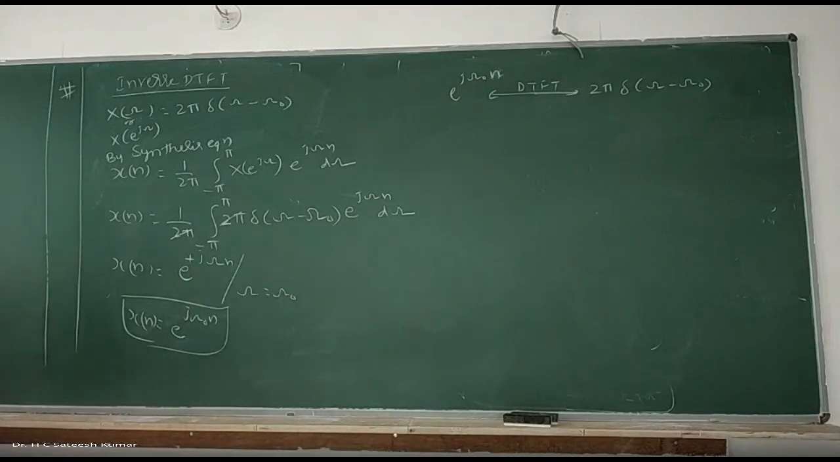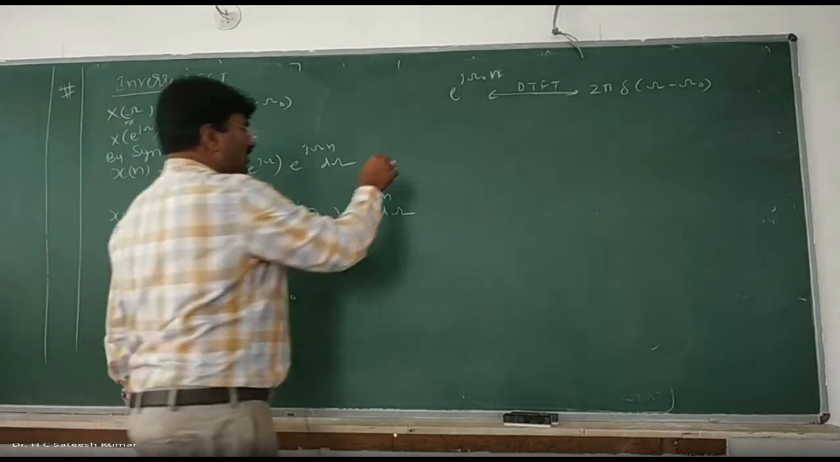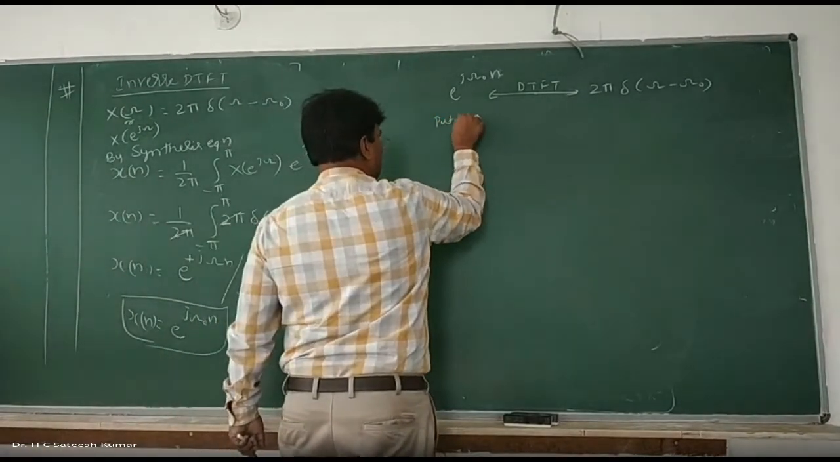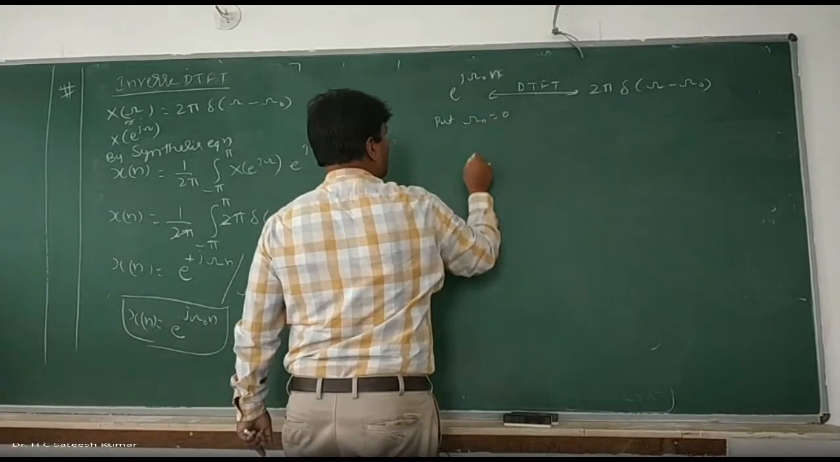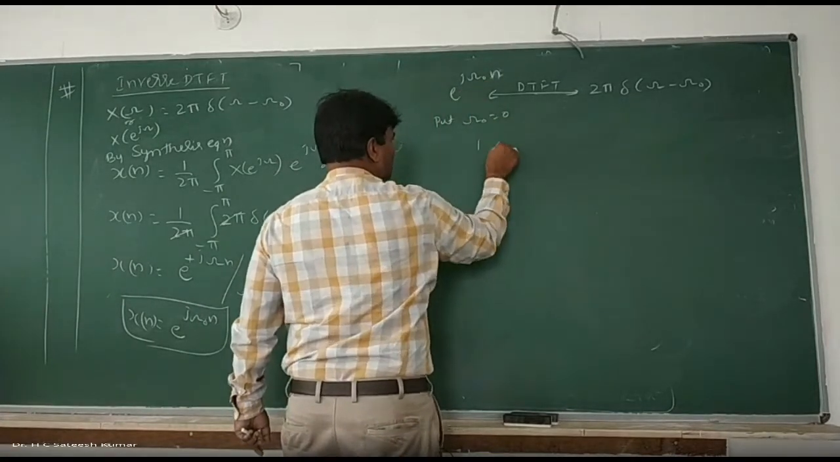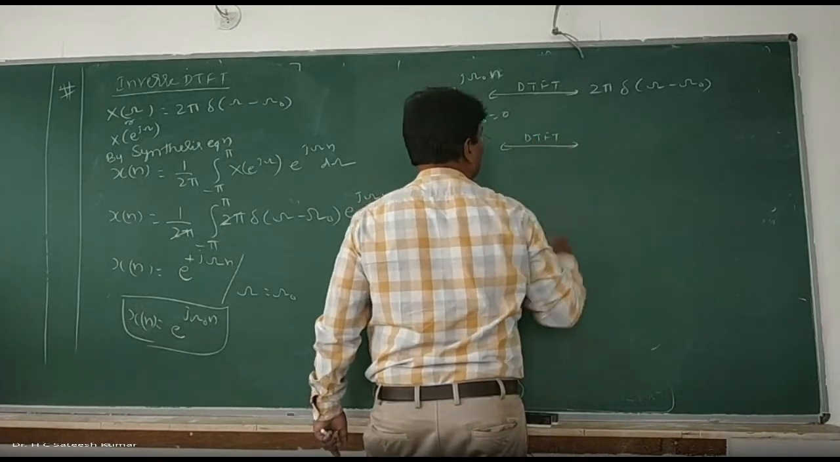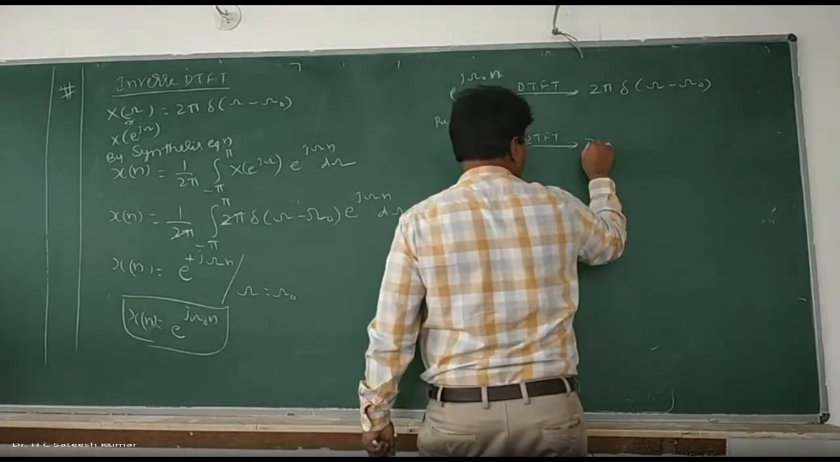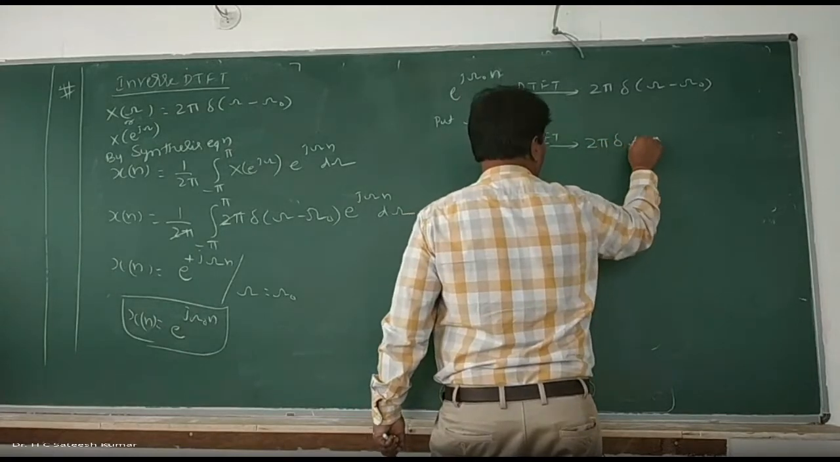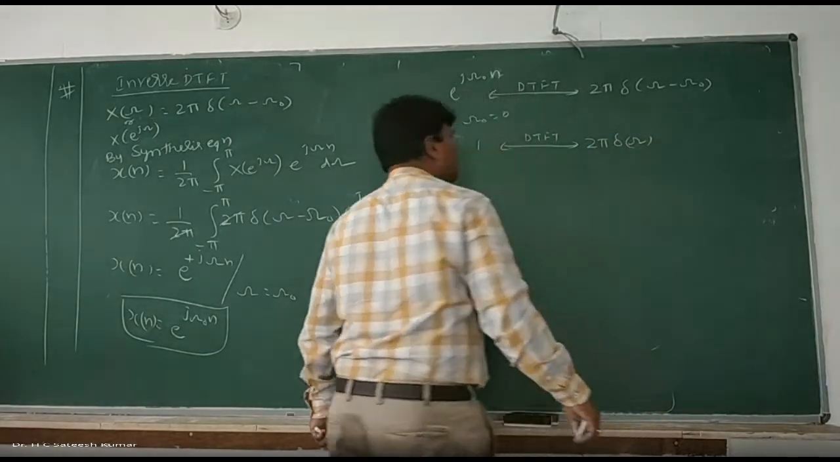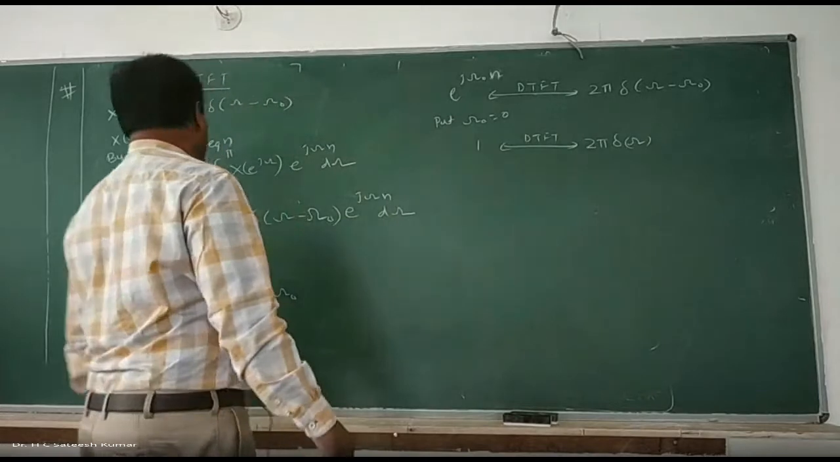Put omega naught equal to 0. When omega naught is equal to 0, e to the power of 0 is what? So 1 has DTFT, what is that? 2 pi into delta of omega. So 1 has DTFT 2 pi into delta of omega.